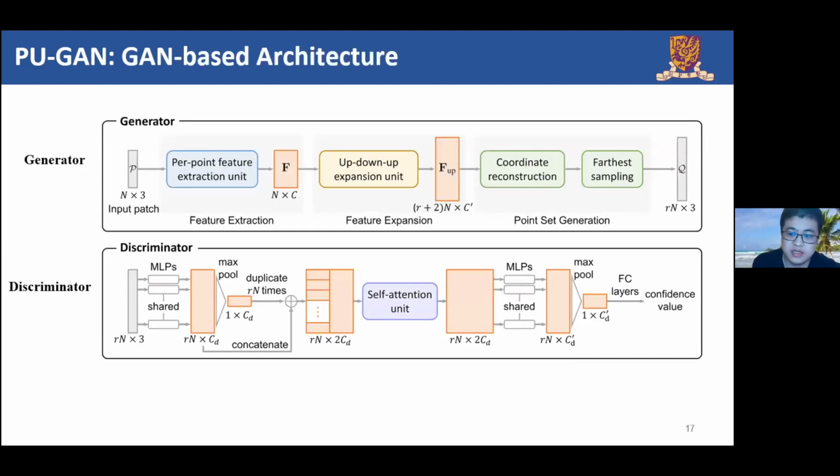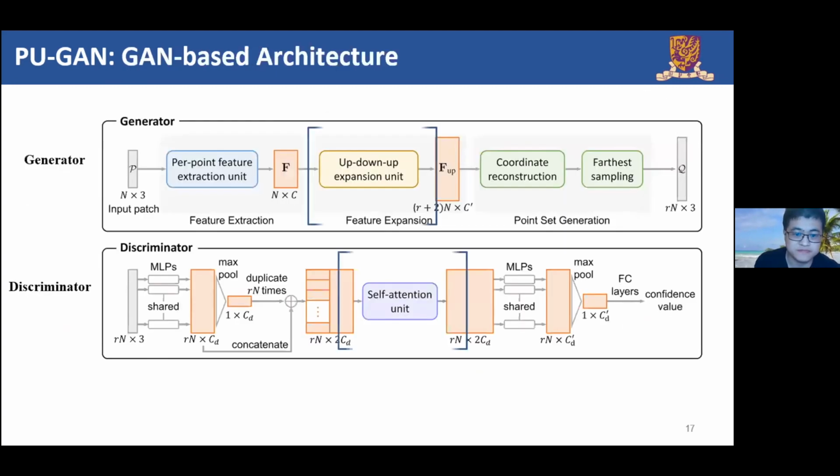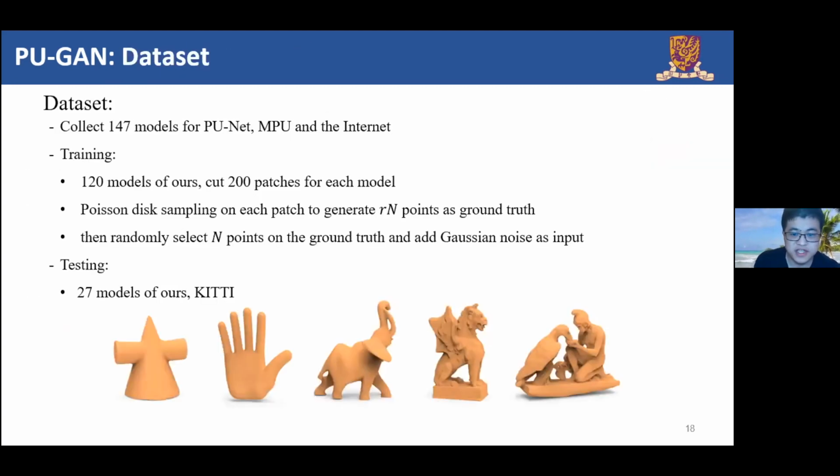Here is the overview of the proposed network. We also provide several modules to enhance the feature learning. But if you want more detail about the uniform metric and the framework, please refer to our paper.